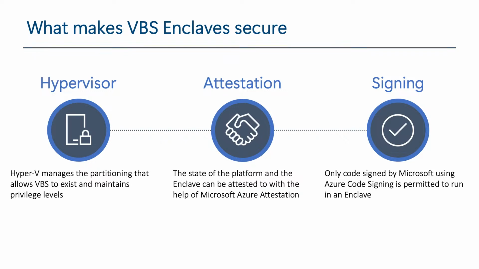Let's look at some pillars. So Hyper-V is what creates and manages the partition VTLs mentioned in the previous slide. With the use of second-level address translation, we can maintain privilege and access levels, so VTL 0 can't look into or access VTL 1. The state of the platform and the enclave can be attested to with the help of Microsoft Azure Attestation to ensure only the code you expect is running and in a trusted environment. Lastly, only code signed by Microsoft using Azure Code Signing is permitted to run in an enclave. This includes DLLs loaded into the enclave. An enclave signature is checked when control is handed to VTL 1.